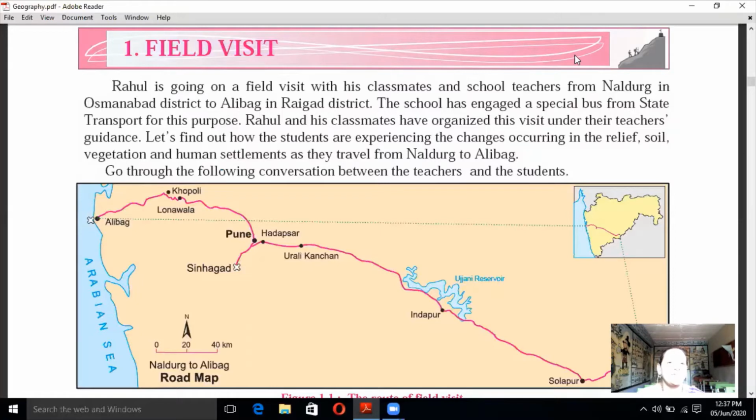This means you learned how Rahul went for the field visit with his classmates and school teachers. And in the last lecture we saw which precautions and which preparations we have to do for the field visit. As per that instruction, the school already engaged a special bus from the state transport for the field visit purpose.